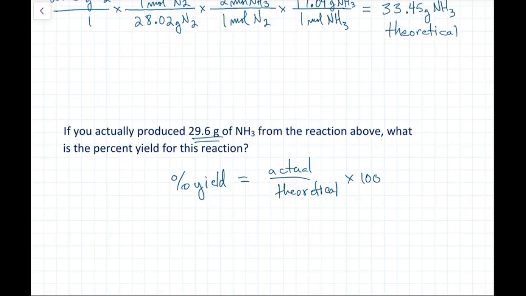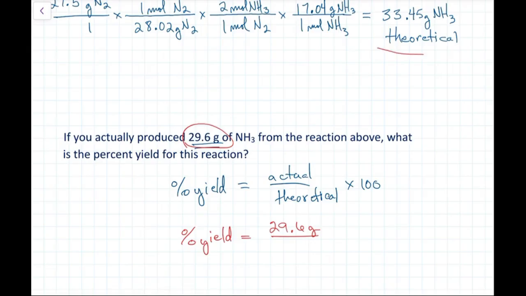I'm going to go ahead and do this down below. I'm solving for percent yield. My actual given to me in the problem is 29.6 grams. My theoretical is what I just calculated earlier, how much I should have made, 33.45. So just like taking a test, we don't always get exactly what we should have gotten or could have gotten. I'm just going to do the math. See what you get there.